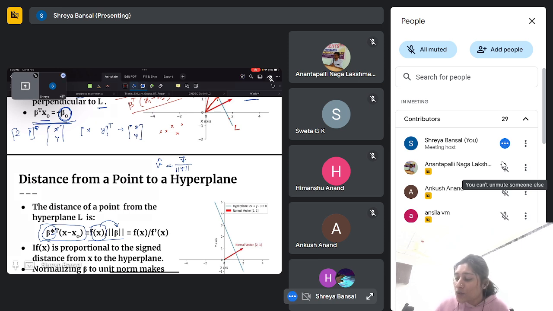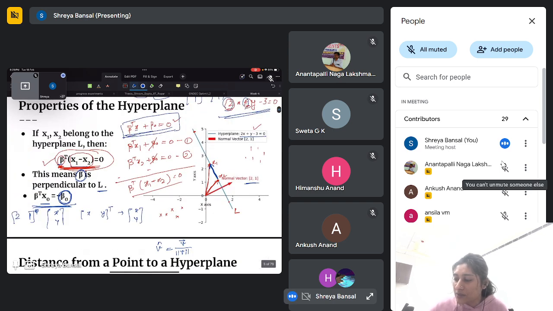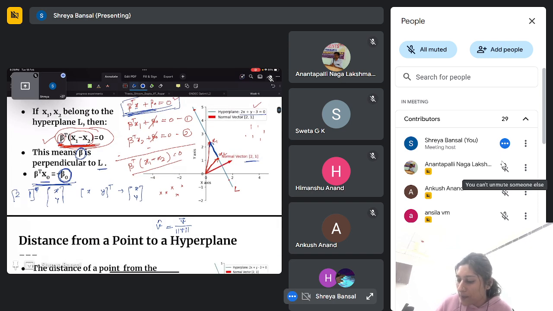This beta is having this equation. So if this is your fx, what will be the f dash x? If my fx is beta transpose x plus beta naught, can you tell me what will be f dash x?